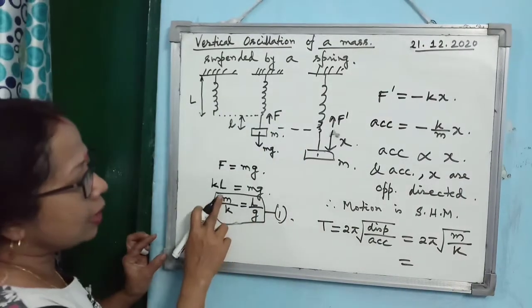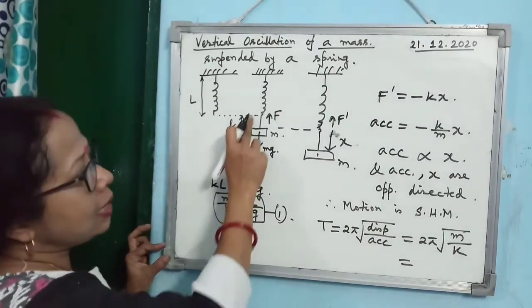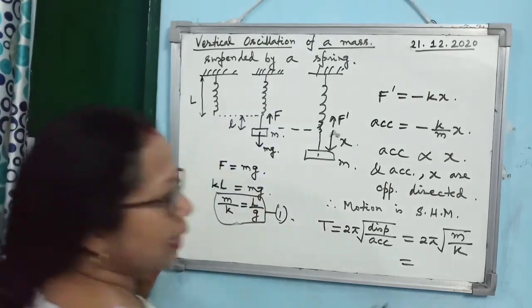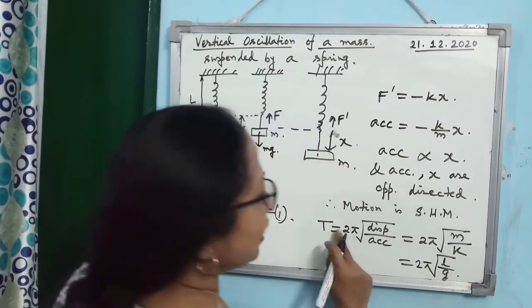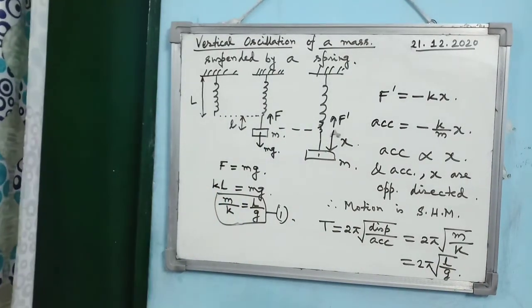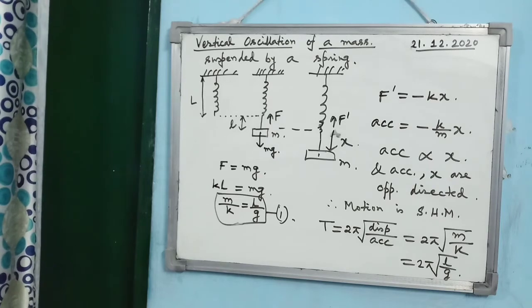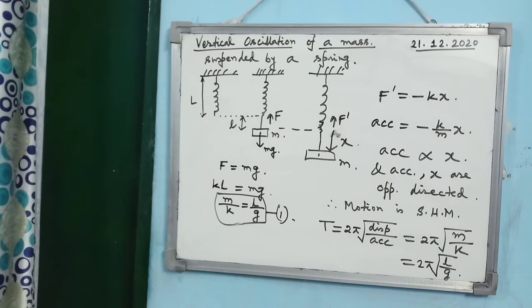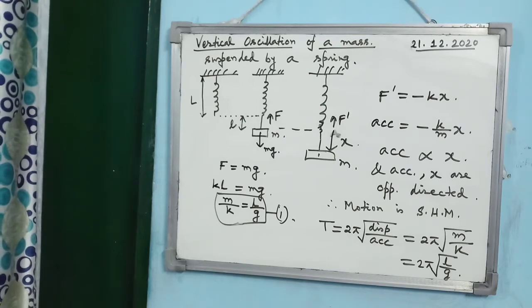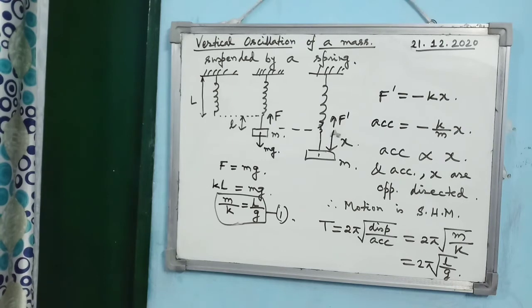Again you are getting here m by k is L by g, where L is the permanent elongation of the spring. So you can write it as 2 pi under root L by g. So this is the expression for time period of oscillation, vertical oscillation of a mass attached to a spring. This is also important for your exam, and the probable question is show that time period of the vertical oscillation of a mass attached to a spring is given by 2 pi under root L by g. Then whatever diagram, whatever I have written on the whiteboard, that you have to write as the answer.